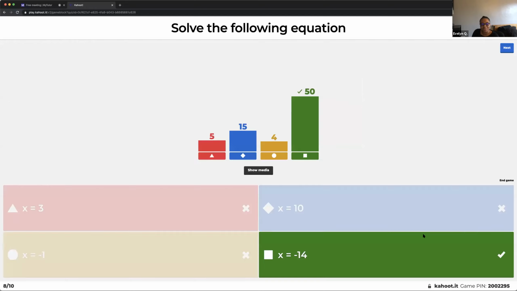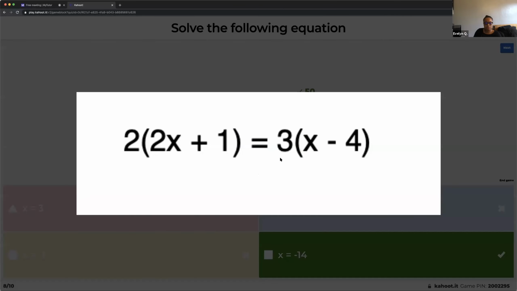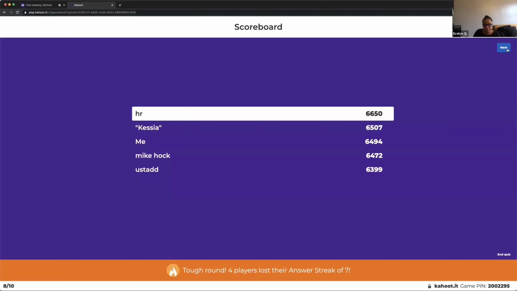Brilliant, x equals minus 14. If you have a look at this, remember, expand both brackets first. Now, I know some of you like to divide by that number, but because we've got brackets on both sides, it's just easier to expand both sides first. Look for the smallest x, move it, and then solve. So you should get x equals minus 14. Brilliant. Right, well done for the top 5.